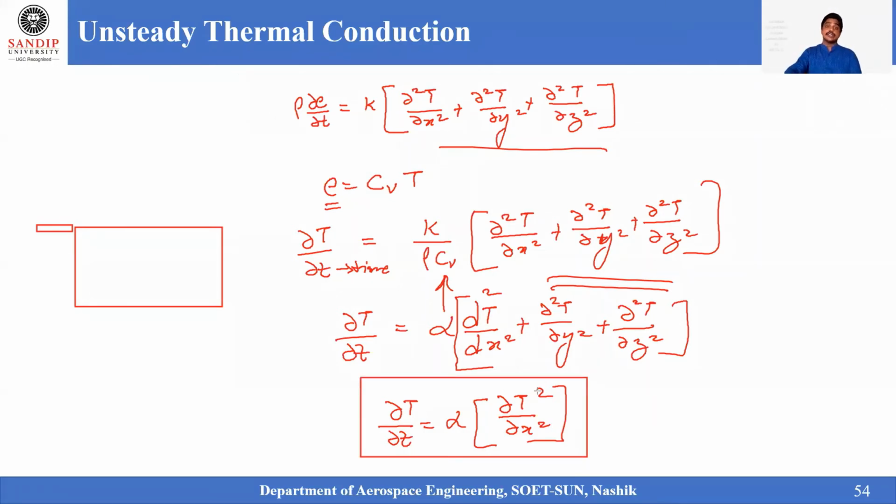The parabolic equation, the unsteady thermal conduction problem, has been addressed in this particular session. Finally, the resultant equation in the one-dimensional variation is going to be the resultant of this one. Let us see the mathematical variation in the next one.